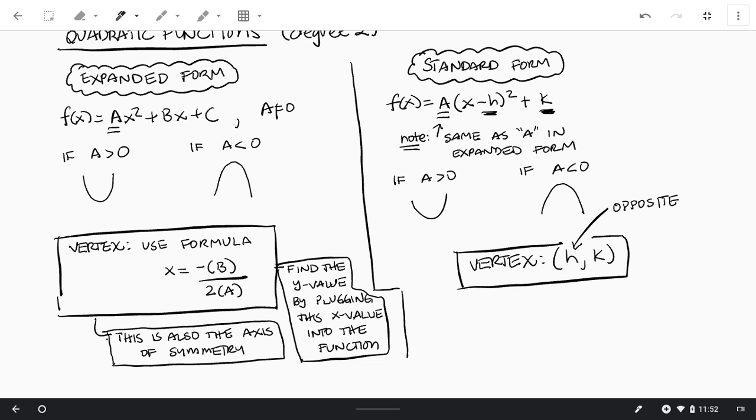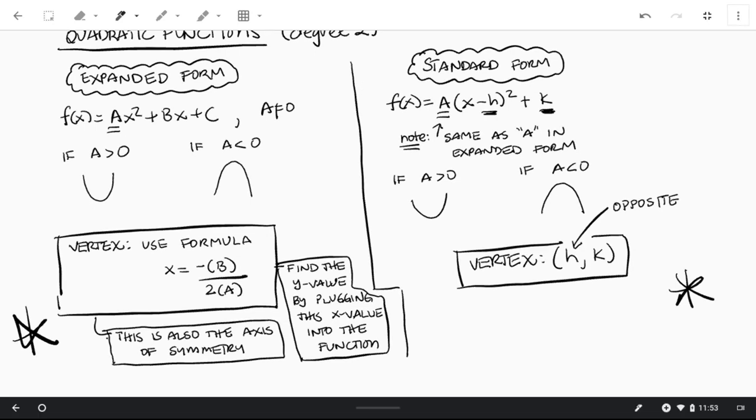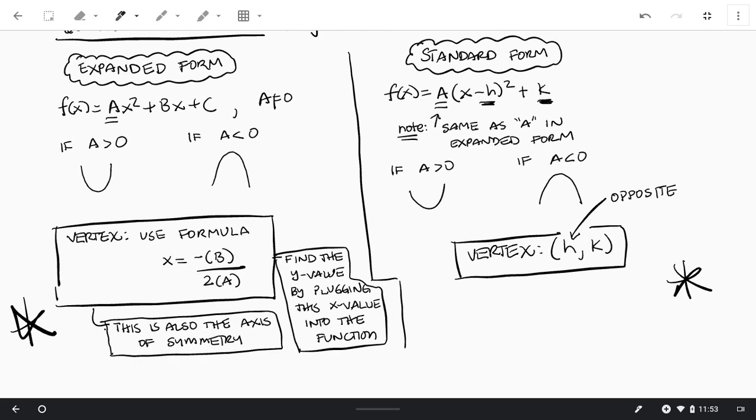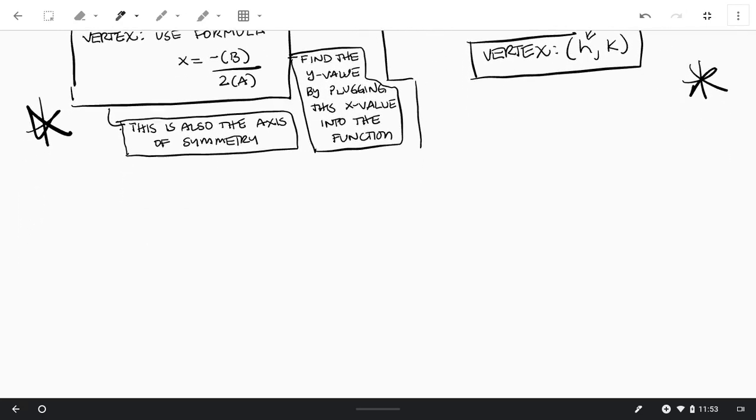All right, so let's take a look at graphing. Let's just keep in mind, for the vertex over here, when we have expanded form, we're going to be using this formula. When we have it in this vertex form or standard form, we are just going to identify it. So not a lot of work for finding the vertex there, which means we will start with the first form, which requires a little bit more work. All right, so graphing.